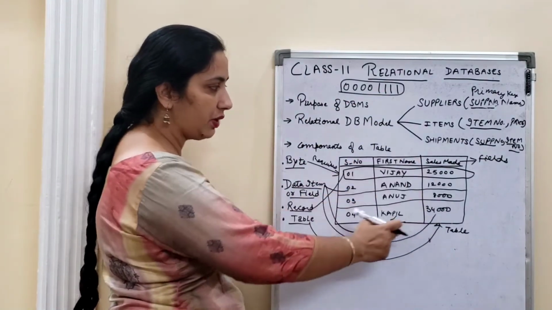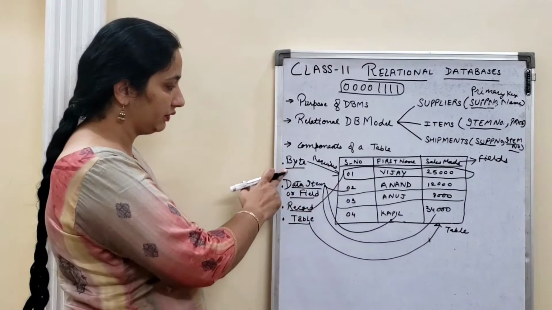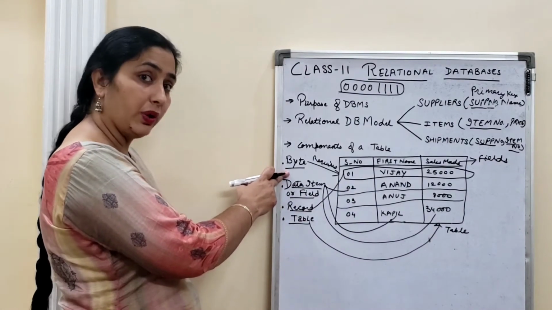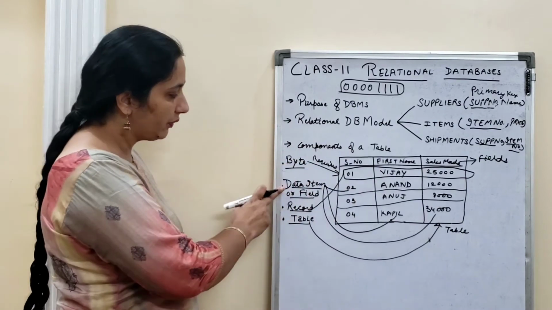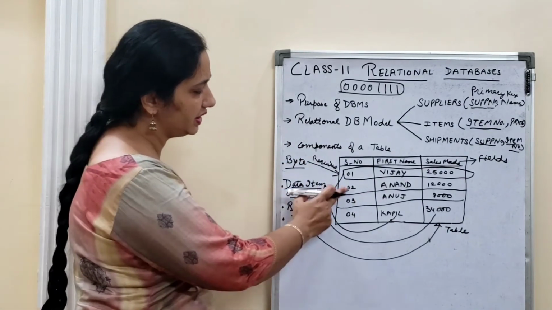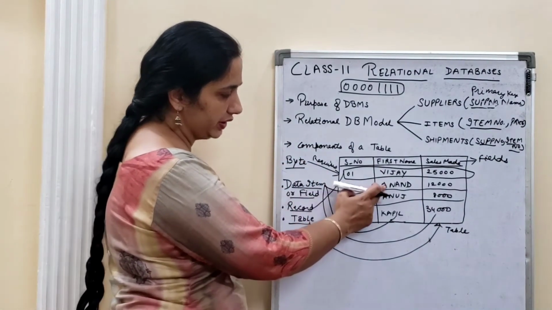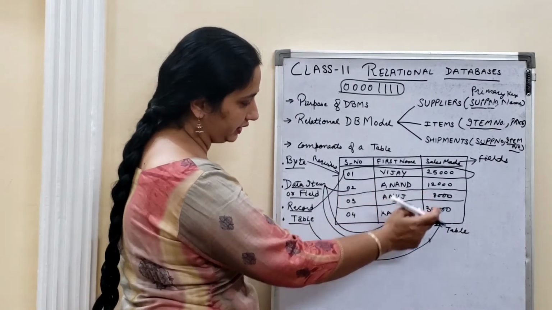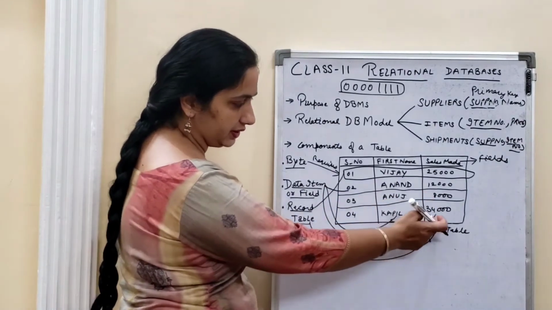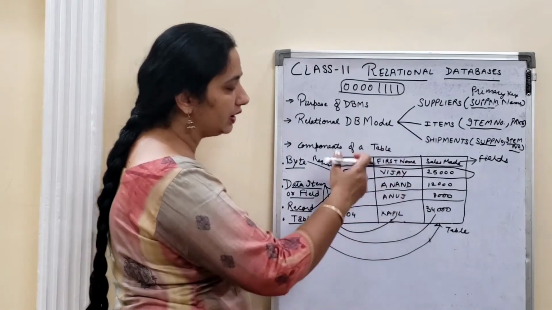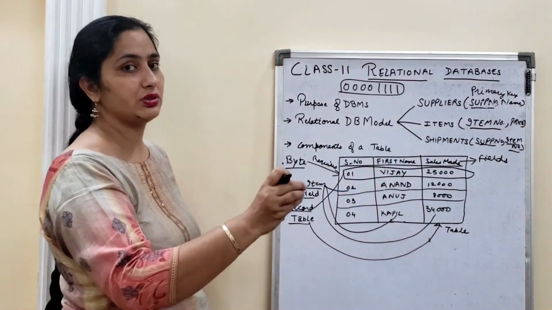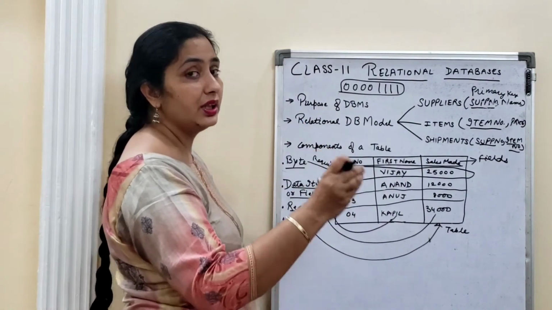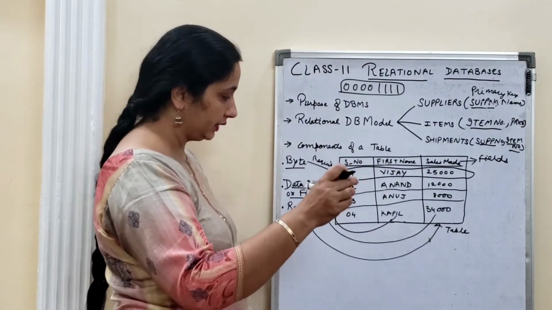So whatever data you are going to insert in this table, that would require these bytes, whatever you are writing, whether it is a number or text. Then data items: whether this 02, this Anand, this 8000, or this Kapil 34,000, all these things are data items. Each and everything which you are going to insert in your table would be your data item.